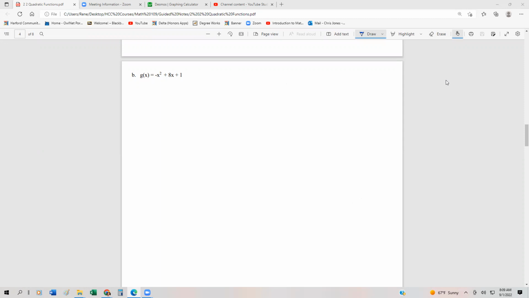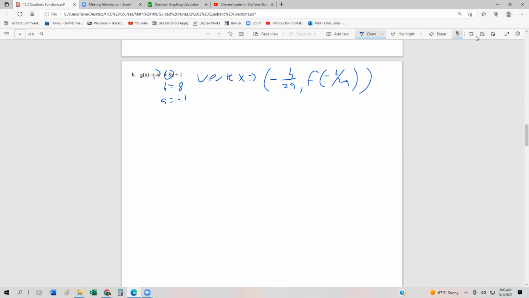And notice it's not in standard form, but you might recall that there was a formula for the vertex, which we're going to use. The formula for the vertex is negative b over 2a, and then the function at negative b over 2a. In this case, we know that b is going to be 8 and a is negative 1. That's just the coefficients of the x squared and the x term.